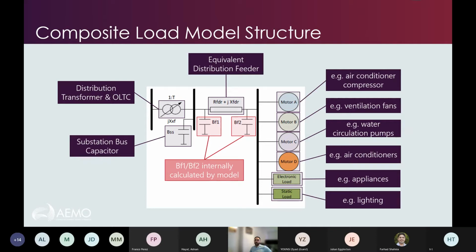Any questions so far? Just a quick question. Do any of the loads reasonably represent variable speed drives? That is a great question. And reasonably represent, the short answer is no. Represent, yes, they're lumped in the electronic load section.